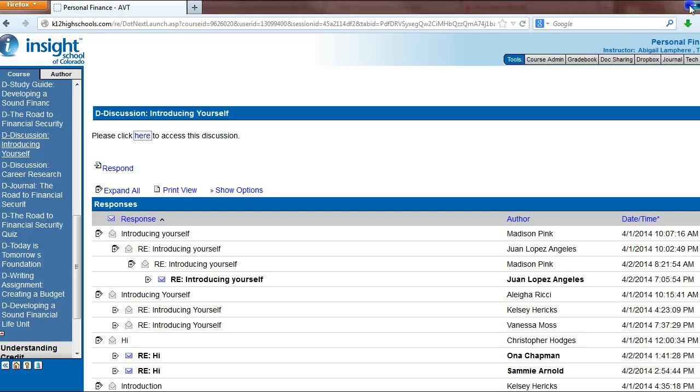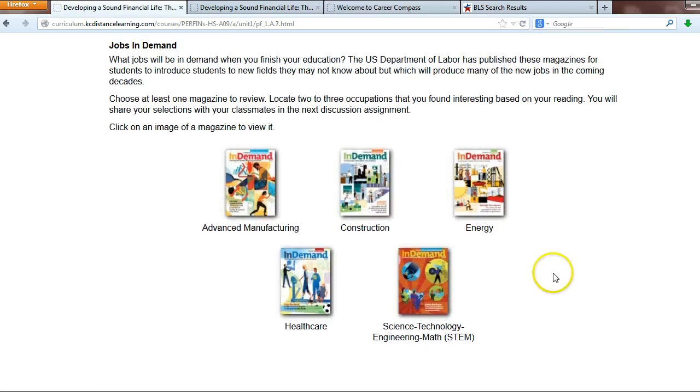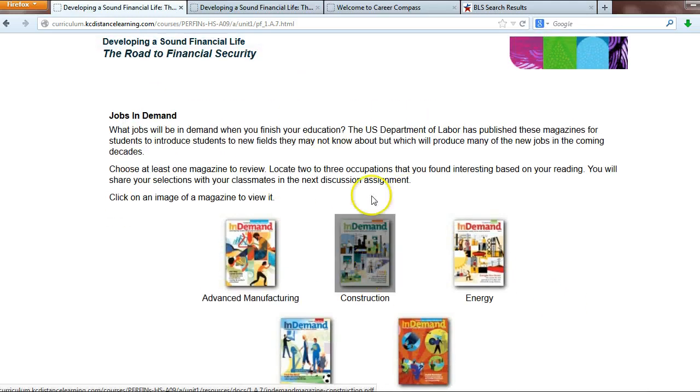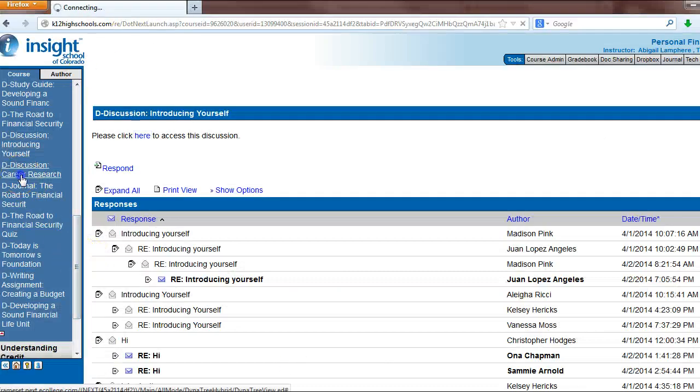Whoops, that's not what I want to do. Those magazines are actually on page 7 of that first section. So if you haven't done that already, make sure you're getting in, exploring those magazines a little bit, and introducing yourself in the discussion board.